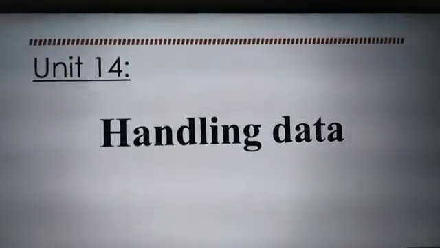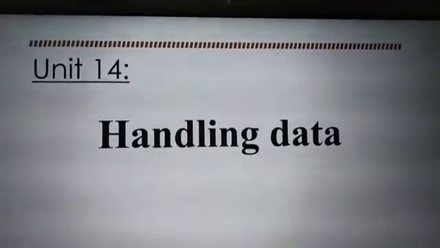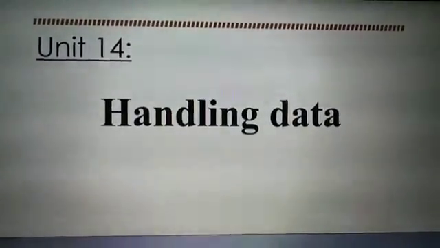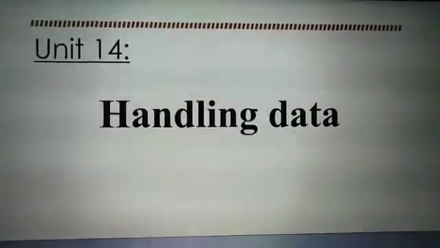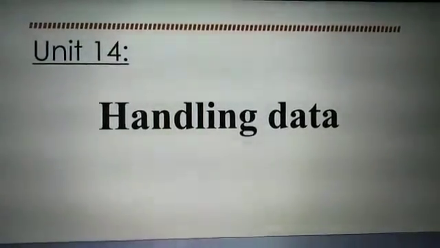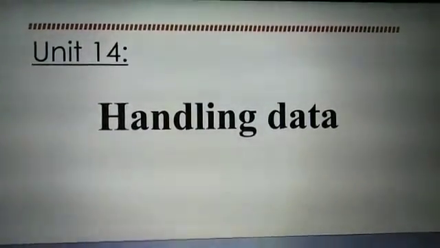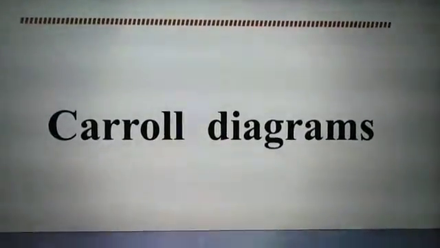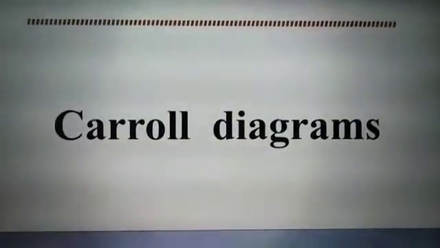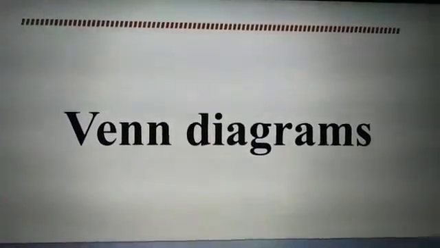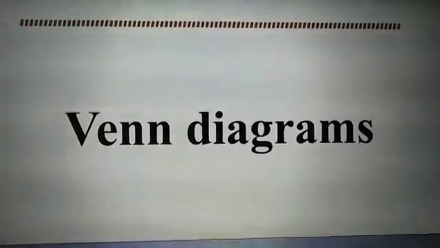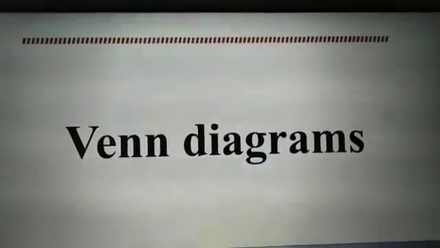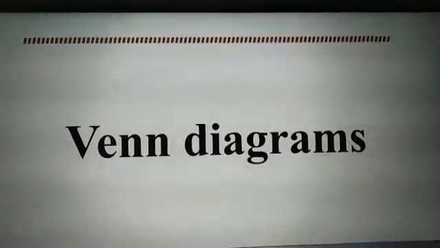In this period, we will continue with the third part of handling data unit, and in today's period, we will learn about two new types of charts. Let's see together what are these types and how we can organize data using them. The first type will be the Carroll diagrams, and the second type will be Venn diagrams. We will study together in details what are these charts and how can we organize or read information using these charts.